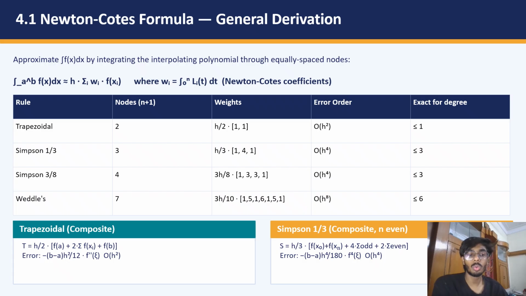Trapezoidal is a composite rule where t is equal to h divided by 2, where h is a step size, and will perform the following. The error that could occur in the trapezoidal rule is minus of (b minus a) h square divided by 12. And for Simpson's 1 by 3 rule, it is composite and only even quantities are there, when our interval is divided into even steps.